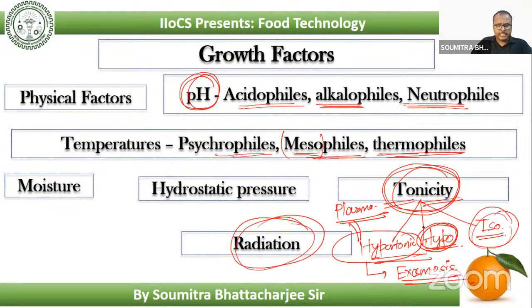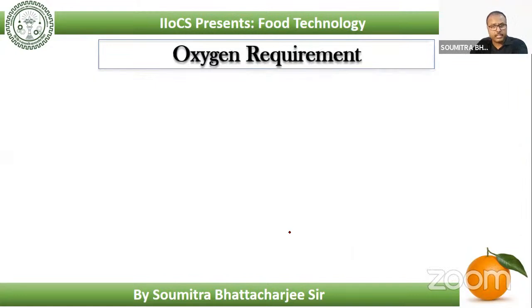Radiation, I would say X-rays and gamma rays, these are radiations which are found to stop, or decelerate, the rate of growth of the microbes itself.